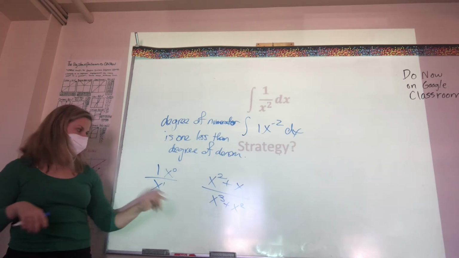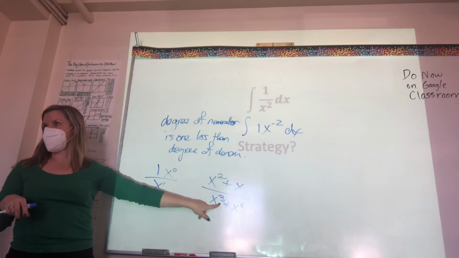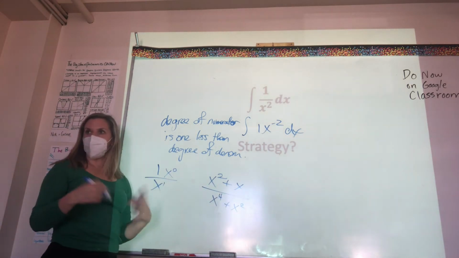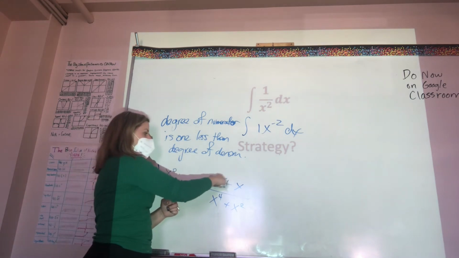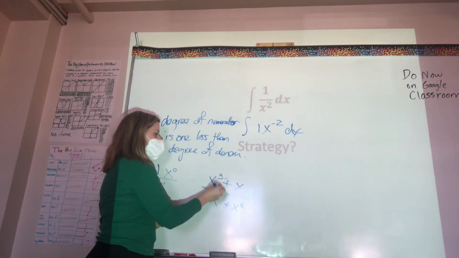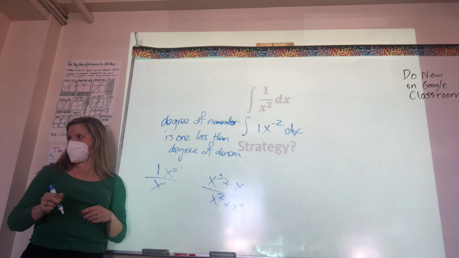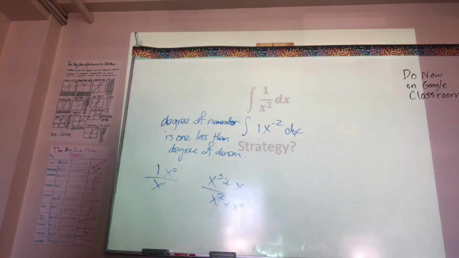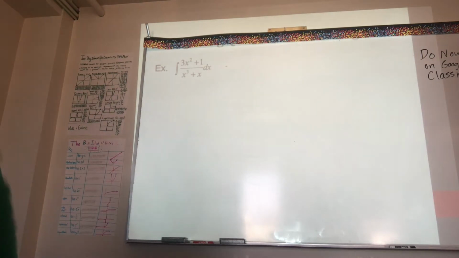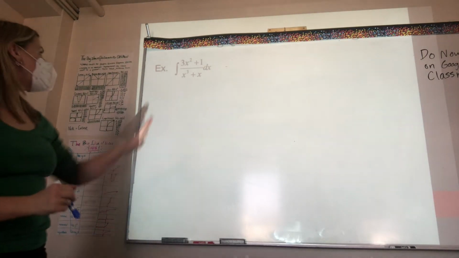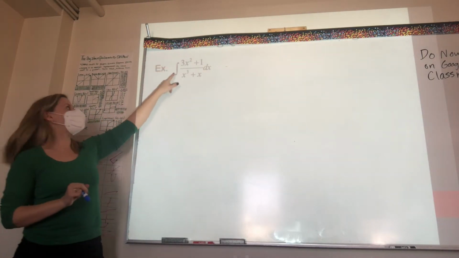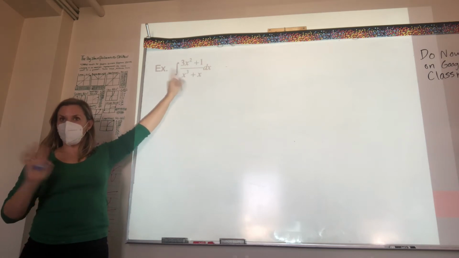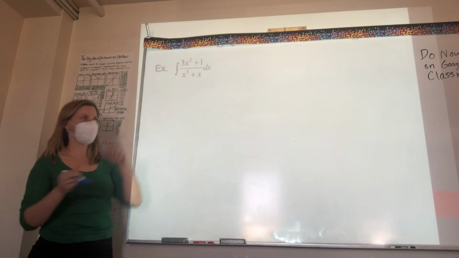So this is going to be an ln situation. If this was to the fourth, it wouldn't be. If it was flipped around and this was a 3 and this was a 2, that's a no. It has to be bottom heavy by 1 degree. All right, cool. We're going to redo this problem. If it's bottom heavy by 1 degree, we know the integral is going to be ln.